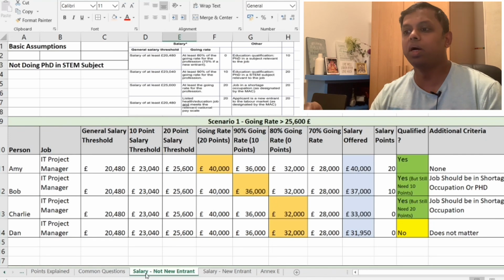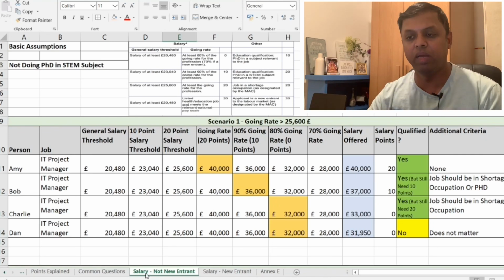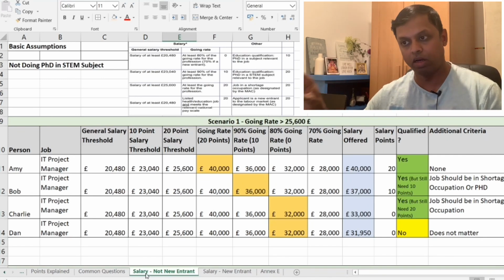So scenario one is, for your job, for example, the IT manager job, if you go to that document and look for IT manager, the IT project manager job has a going rate of 20 points. Going salary of 40,000 pounds annually.